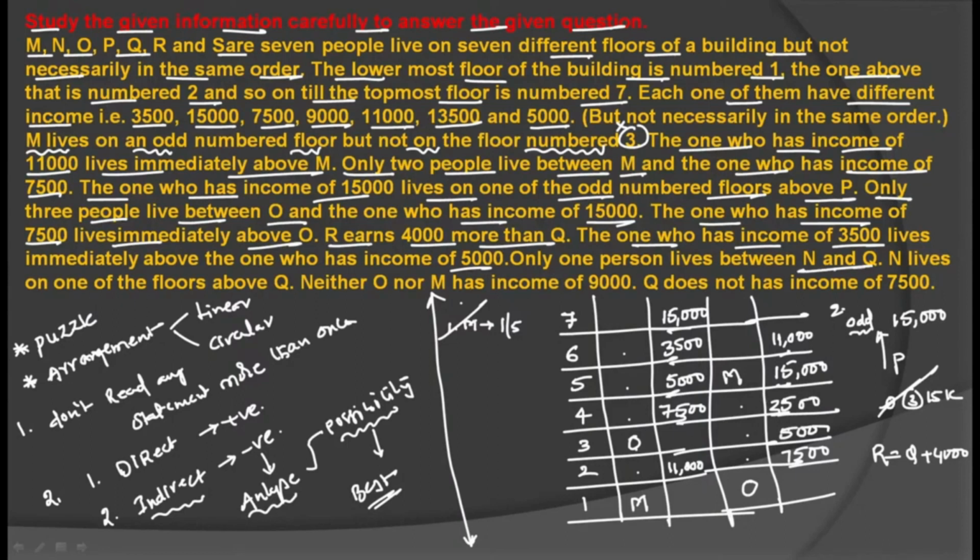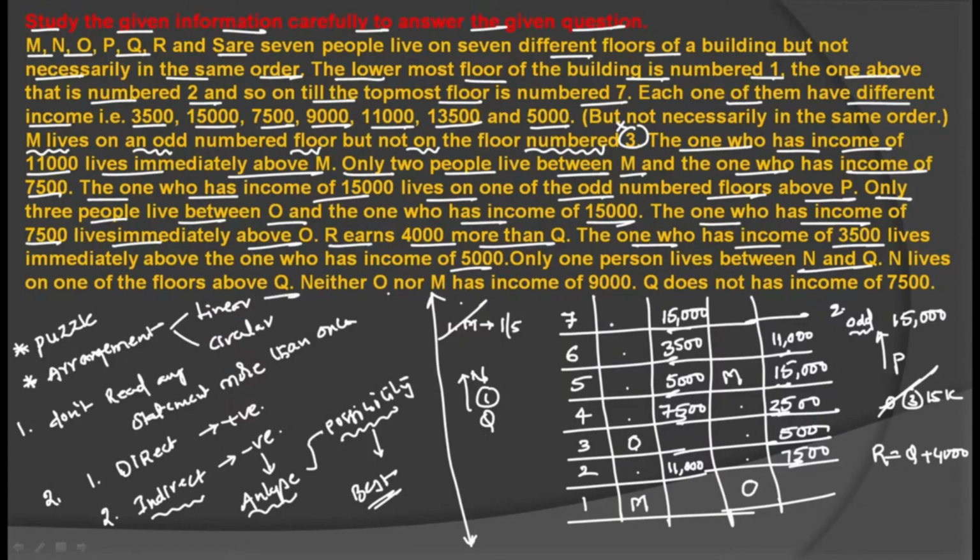Next, only one person is between N and Q. There is only one person between N and Q. N lives one floor above Q. Now you can write this information. N, use this arrow, take it as 1, and Q. Now you can understand that there is one person between N and Q. N always lies above Q.